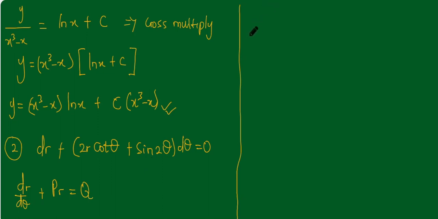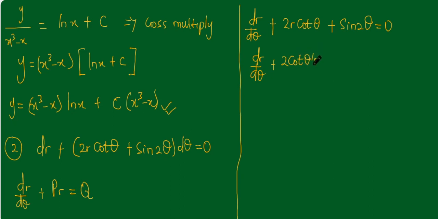So to do that, we have to divide all through by d theta first. So we have dr/d theta plus 2r cos theta plus sine 2 theta is equal to 0. So we can take sine 2 theta to the other side in order to let our equation be of that form. So we have dr/d theta plus 2 cot theta r is equal to minus sine 2 theta. So this looks like the general form of our differential equation where our p is 2 cot theta and our q is minus sine 2 theta.